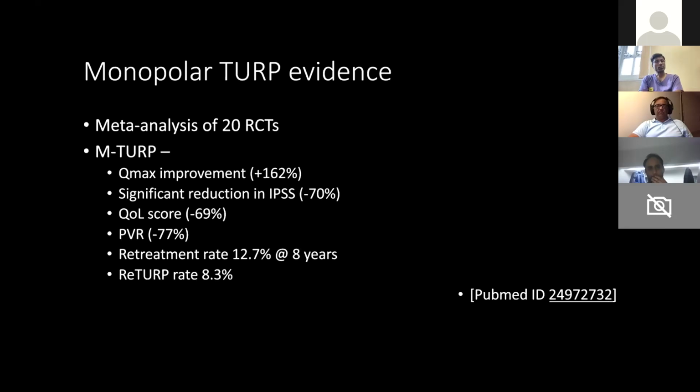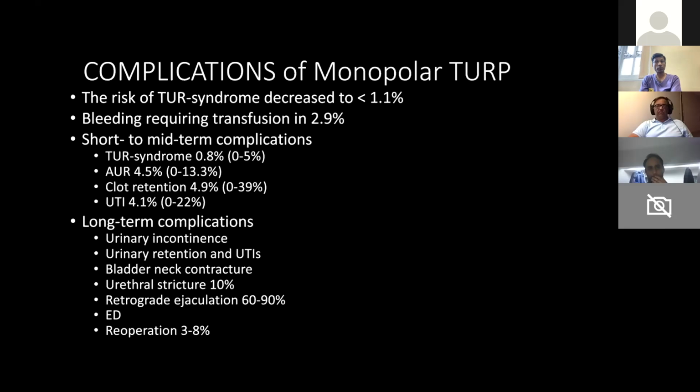What is the evidence behind the monopolar TURP? Multiple evidences, multiple meta-analyses available. We have around 20 to 30 randomized control trials available: Qmax improvement, significant reduction of IPSS, quality of life improvement, significant reduction of post-void residue, all very, very nicely proved. There is a retreatment rate of 8.3% in 10 years.